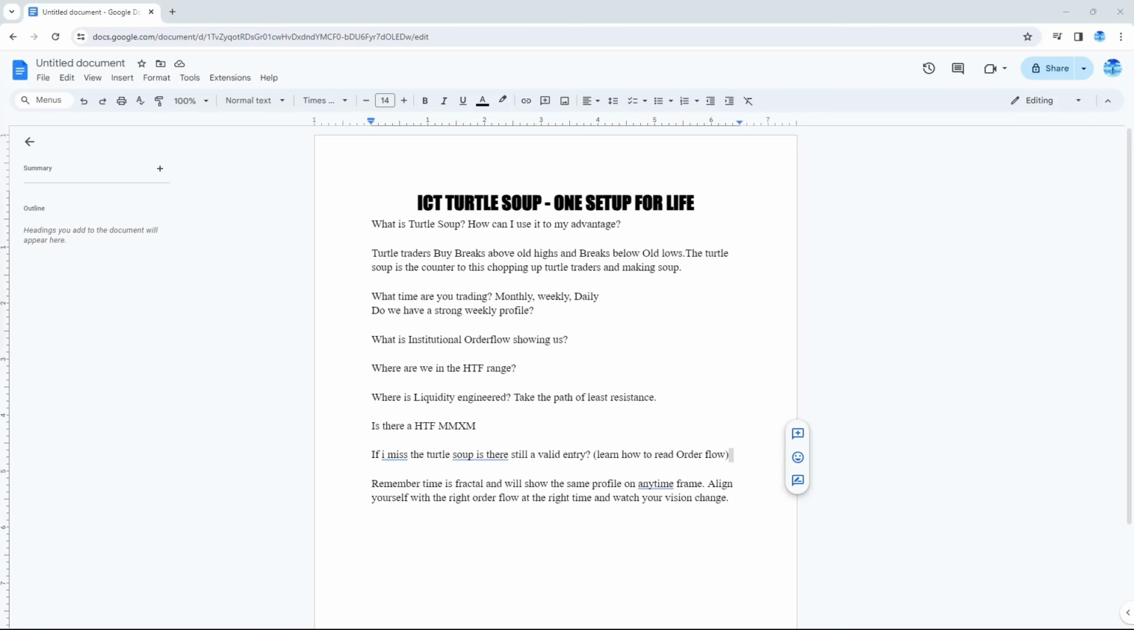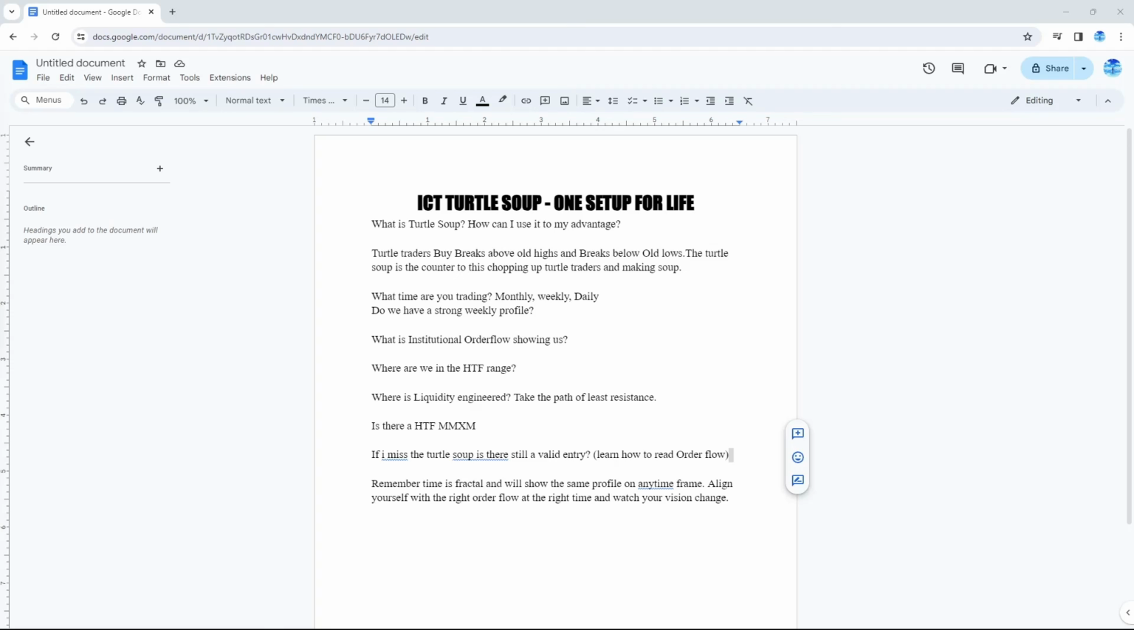All right, so we went over what the turtle soup is, what its purpose is, whatever you want to call it. We went over what time of the month you're trading, what day of the week you're trading, and what day itself you're trading, and how it has importance. We went into how you can see if you have a strong weekly profile, such as if you're bullish, looking for a Tuesday, Wednesday, or Thursday low of the week. Bearish, looking for a Tuesday, Wednesday, Thursday high of the week.